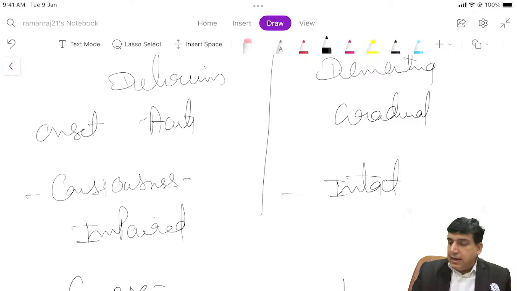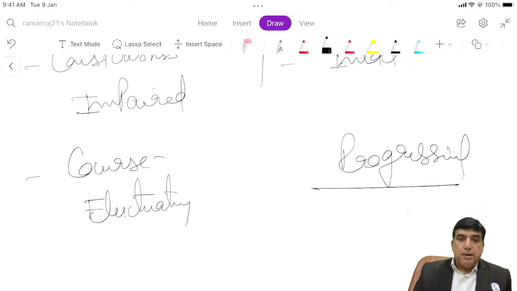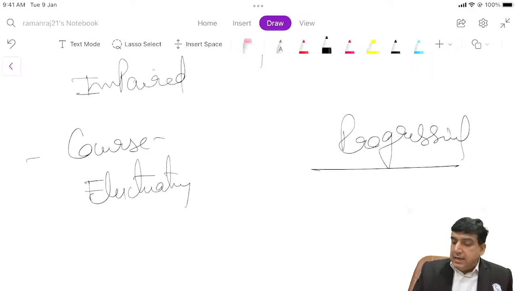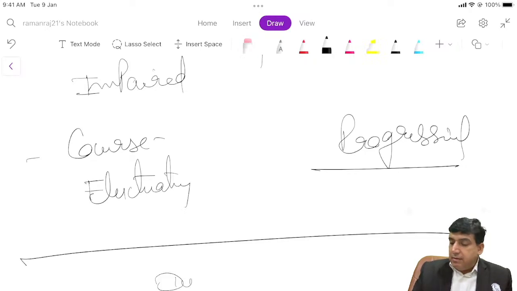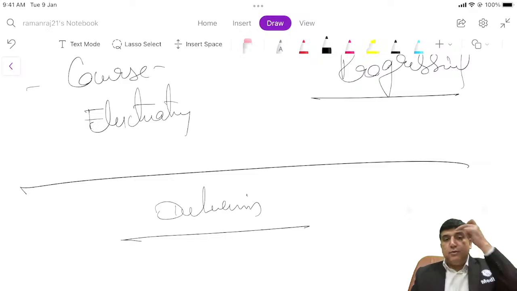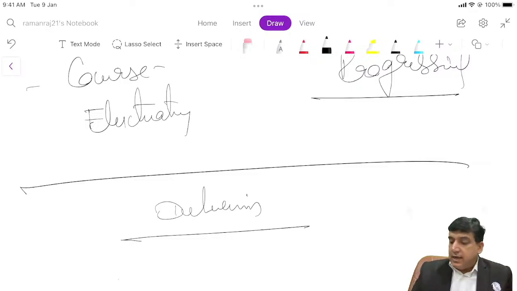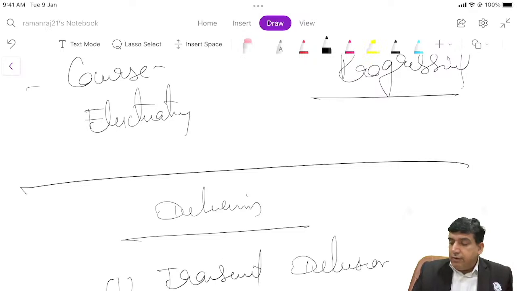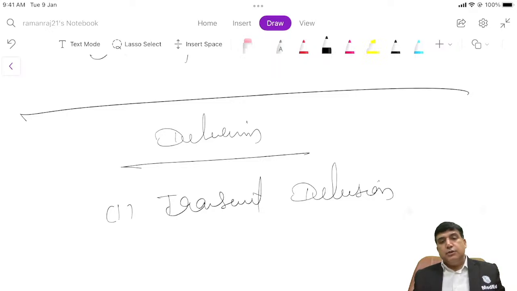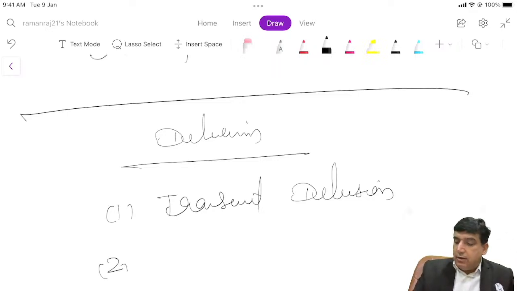Fluctuating course, and in dementia it is gradually progressive. Dementia and delirium, please remember, very important topic. The cardinal feature is what? Impairment of consciousness. Apart from that, there is a transient delusion. Basically, because of impairment of consciousness, the delusion comes and goes, we call it a transient delusion.